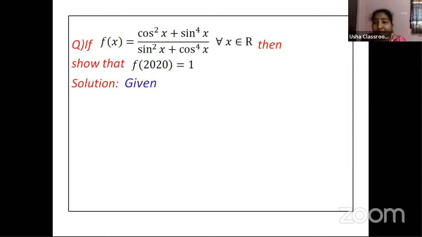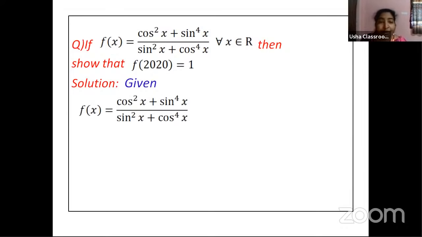Sine square x plus cos square x is equal to 1 is one of the identities which we have learned in our class 10. So when we have cos square x plus sine square x equal to 1, we can always write sine square x is equal to 1 minus cos square x, or we can also write cos square x is equal to 1 minus sine square x. The same concept we are trying to use in this problem.